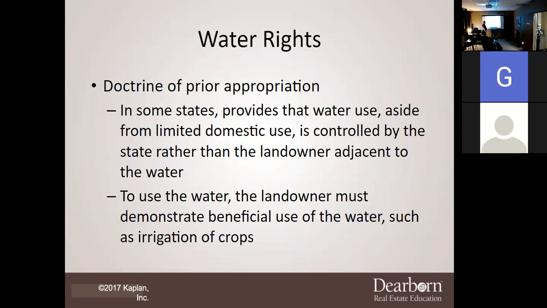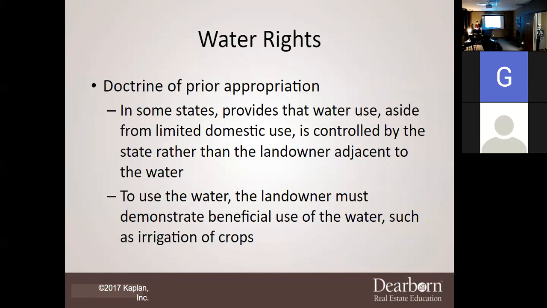Now, the doctrine of prior appropriation. The doctrine of prior appropriation is basically that in some states, water use, aside from the limited domestic use, is going to be controlled by the state rather than the landowner adjacent to the water, okay? To use the water, the landowner must demonstrate a beneficial use of the water, such as irrigation of crops.